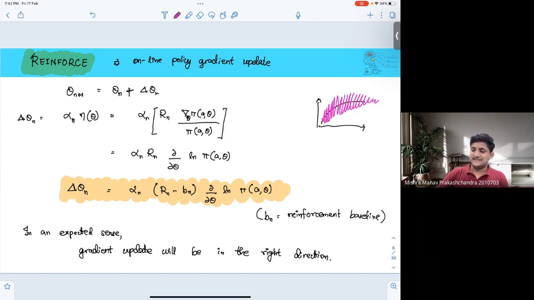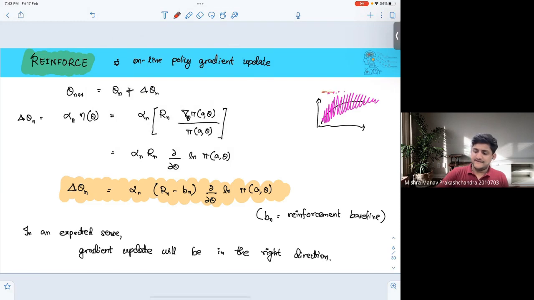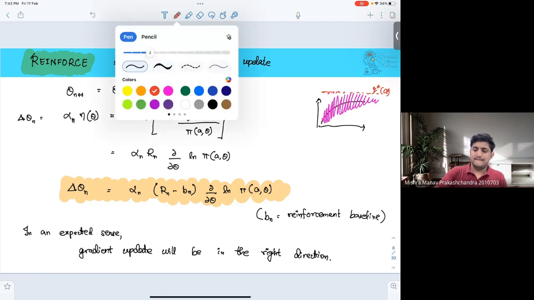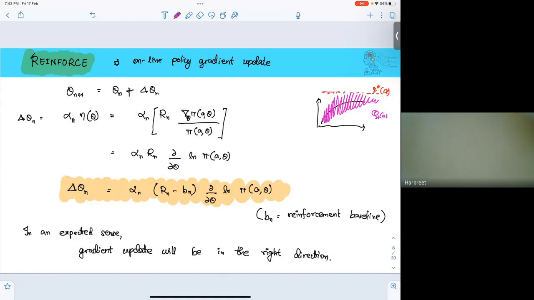So let's say there is a true reward here. This is the true reward for arm A, which you call Q star of A. And this is my capital Q t of A. Based on that reward, we are trying to get closer and closer to Q star of A. But it will be a probability distribution for all actions, right?